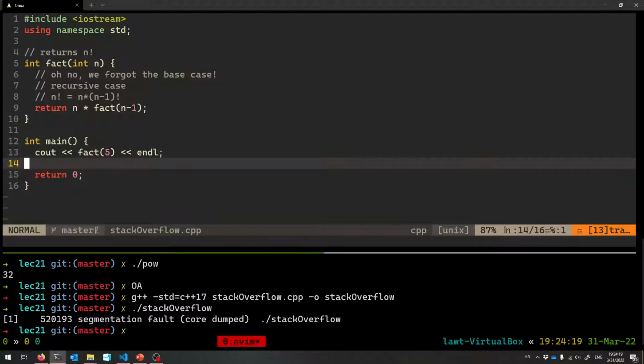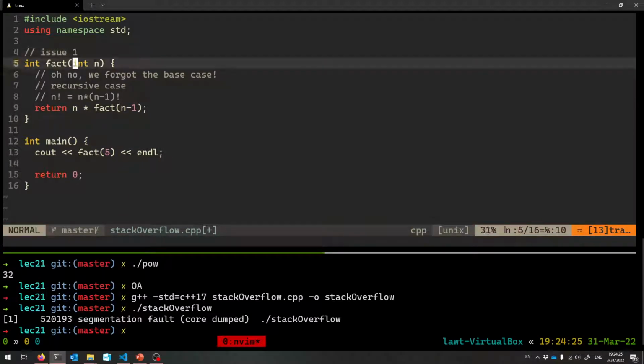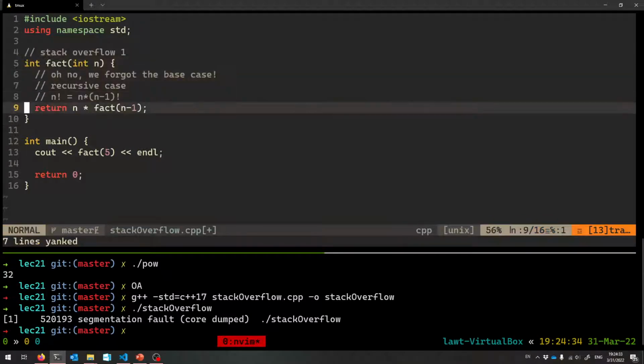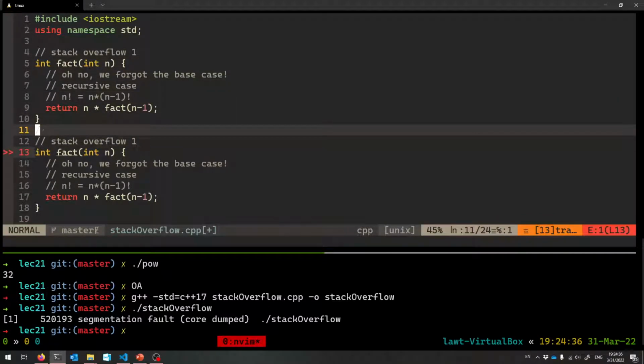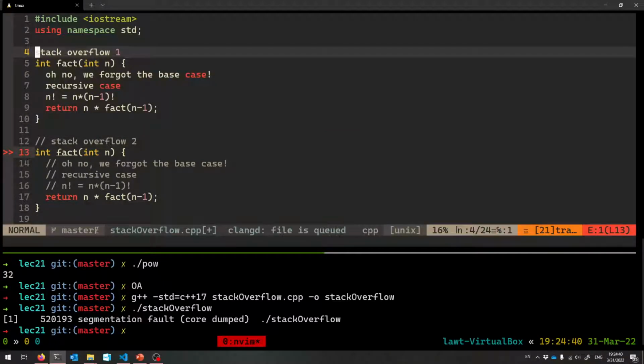So this is Stack Overflow 1, issue 1, or I don't know, Stack Overflow 1, and then let's do it again. Let's have a different version of the fact function. This is Stack Overflow 2. So I'll comment out all this. Oops.